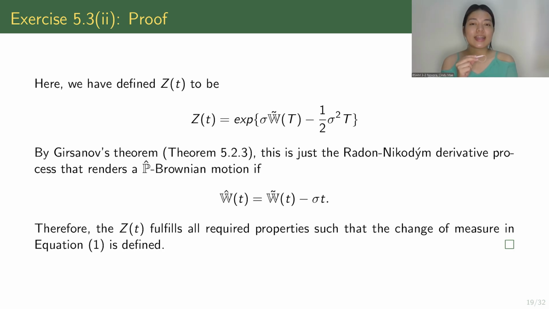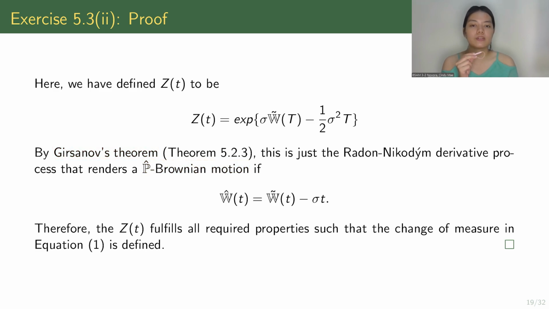So we can see that Z of T is given by the exponential of sigma times the Brownian motion W tilde of T minus half of sigma squared times T. This Radon-Nikodym derivative actually plays a significant role in the Girsanov theorem. Specifically, Girsanov's theorem tells us that Z of T acts as the process that transforms a Brownian motion under the original probability measure into a P hat Brownian motion.